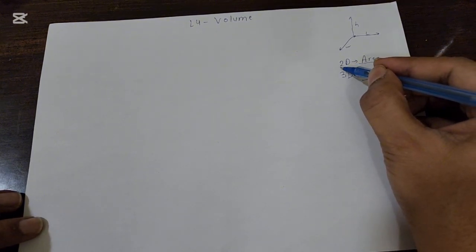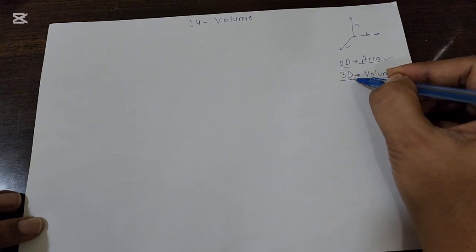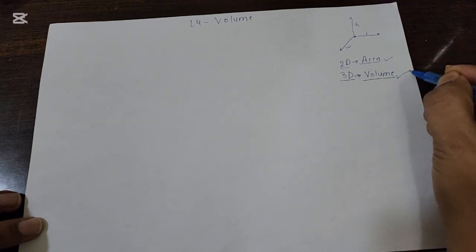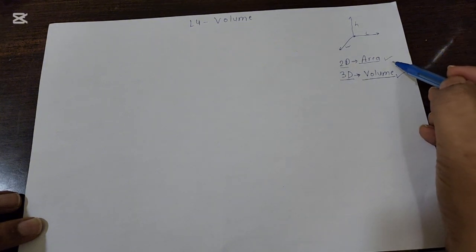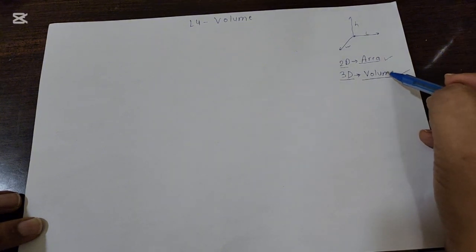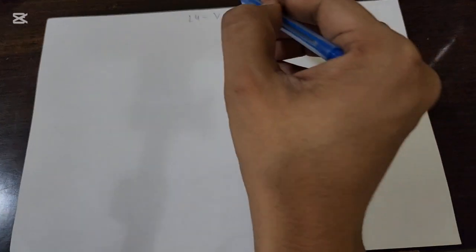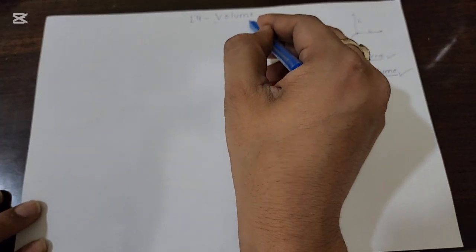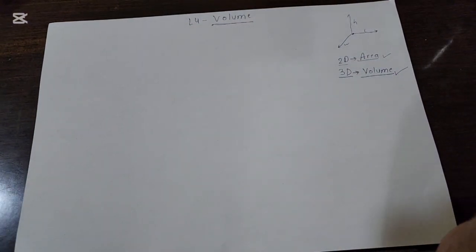Whenever we talk about the space inside a 2D shape, we call it area. Whenever we talk about the space inside a 3D shape, we call it volume. Meanings are the same, but the names are different depending on the type of shape. Okay, so in this lesson we have to talk about volume, and when I say volume, it means now we will talk about the 3D shapes.